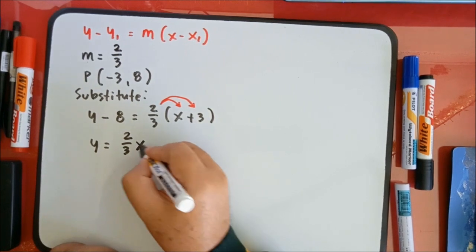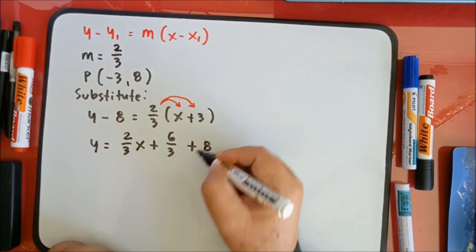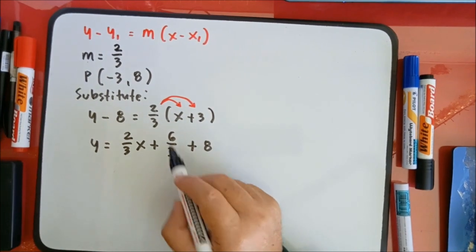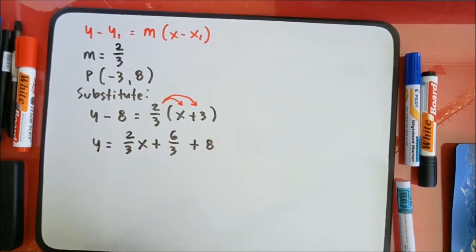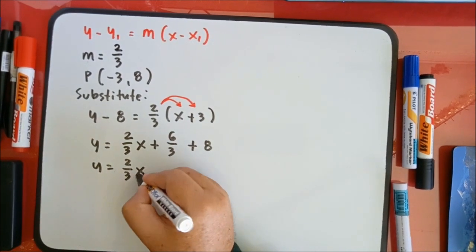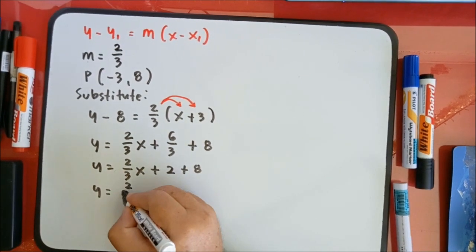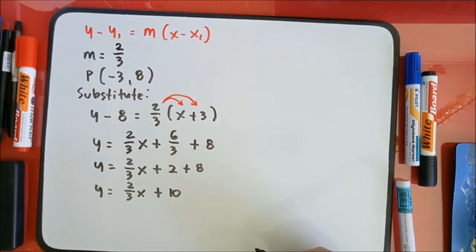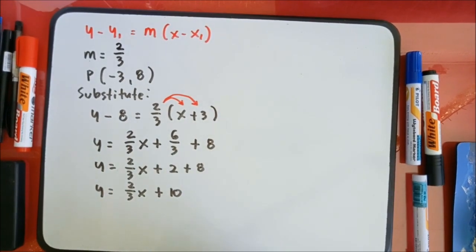So, this will become 2/3 x plus 6 over 3 plus 8. Transpose negative 8 to the other side. This will become positive. Bakit 6 over 3? Kasi 2 times 3 is 6. Then, retain the denominator which is 3. Since 6 over 3 is equals to 2. Okay, simplify. Plus 2 plus 8. So, y is equals to 2/3 x plus 10. Now, how will you convert to standard form? Okay, ganito.